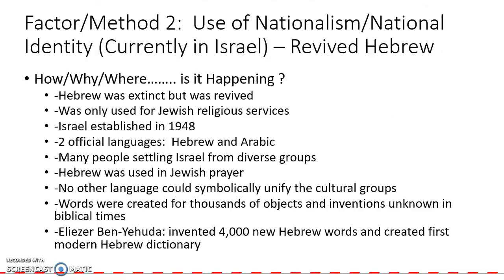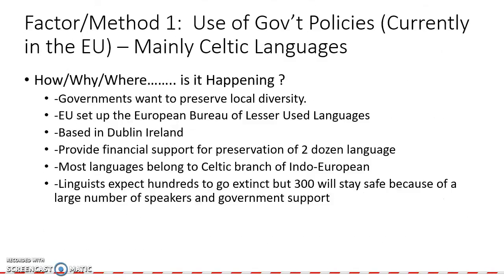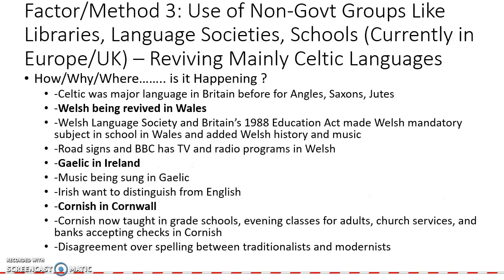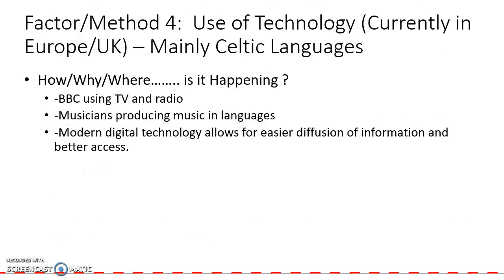The first way they're doing it is the use of government policies, like they're doing in the EU with mainly the Celtic languages. They also have used nationalism and national identity. They did this in Israel when they revived Hebrew. Third, they've used non-government groups like libraries, language societies, schools, and media to revive and promote the usage of minority languages. They've done this also in the UK with trying to revive those Celtic languages.